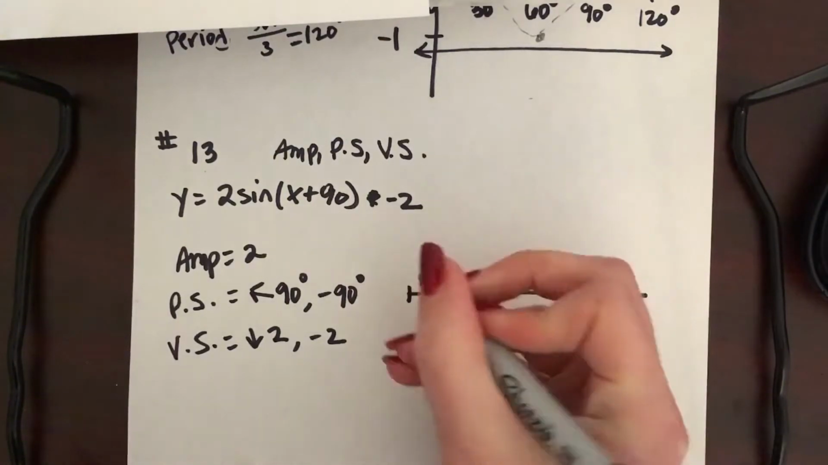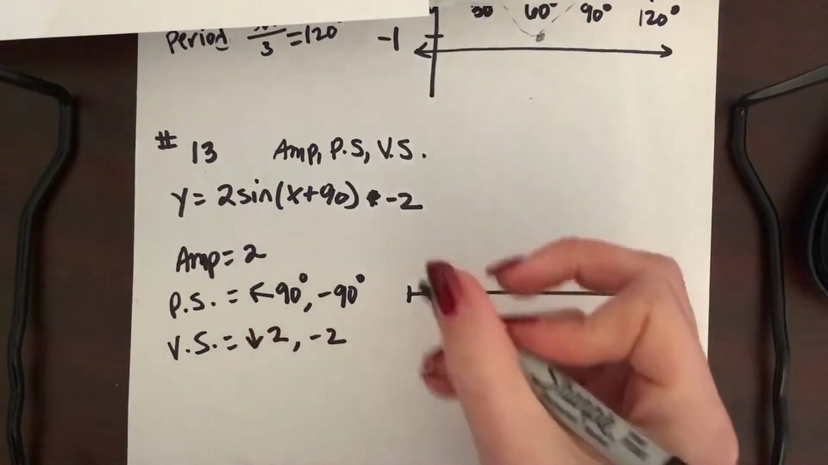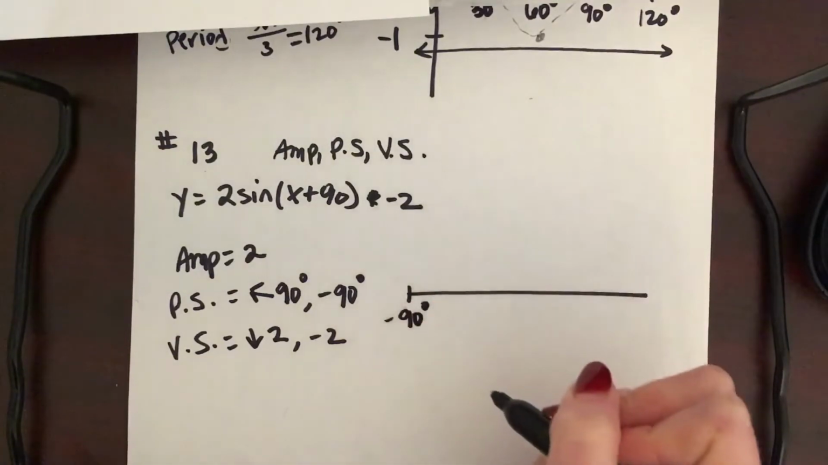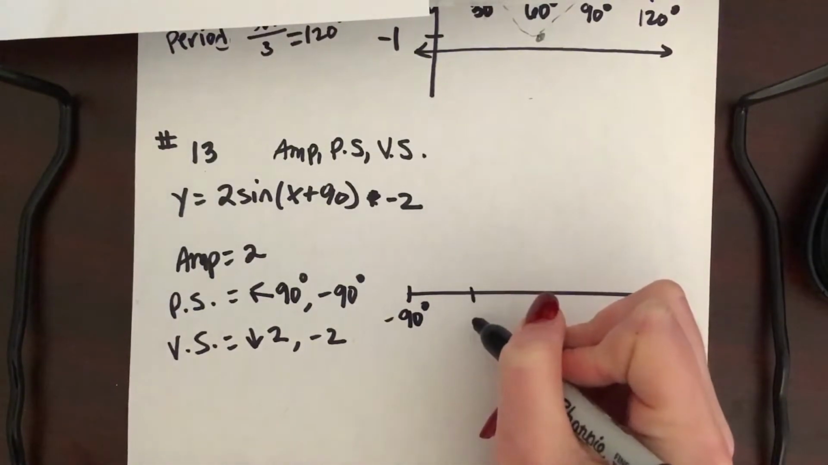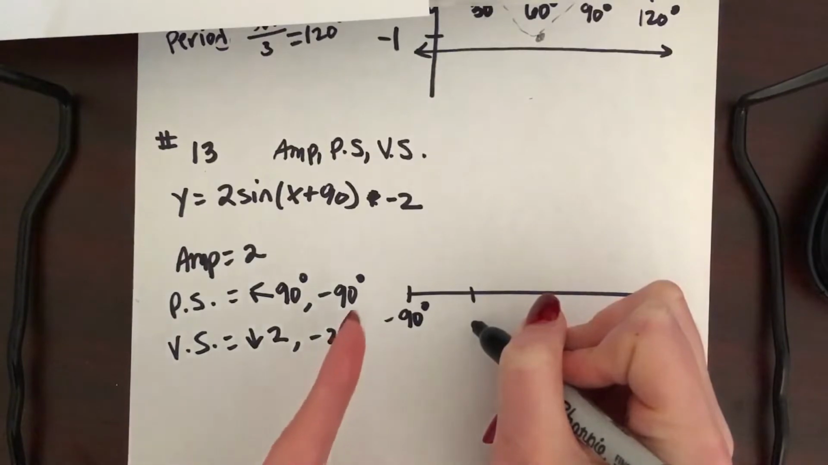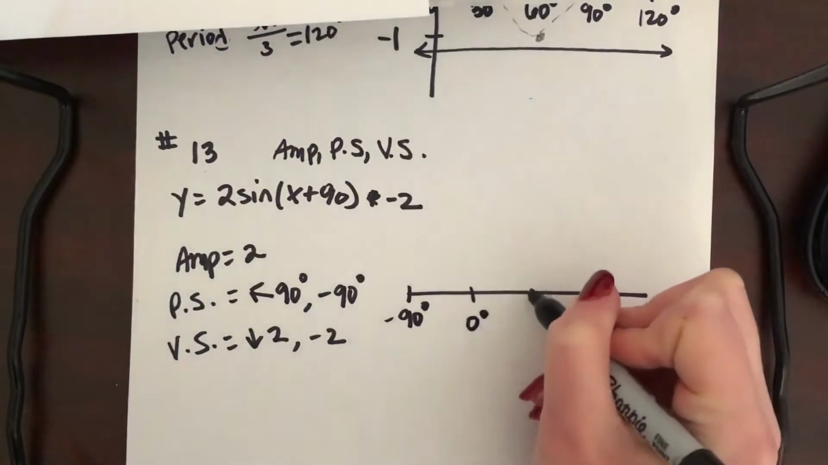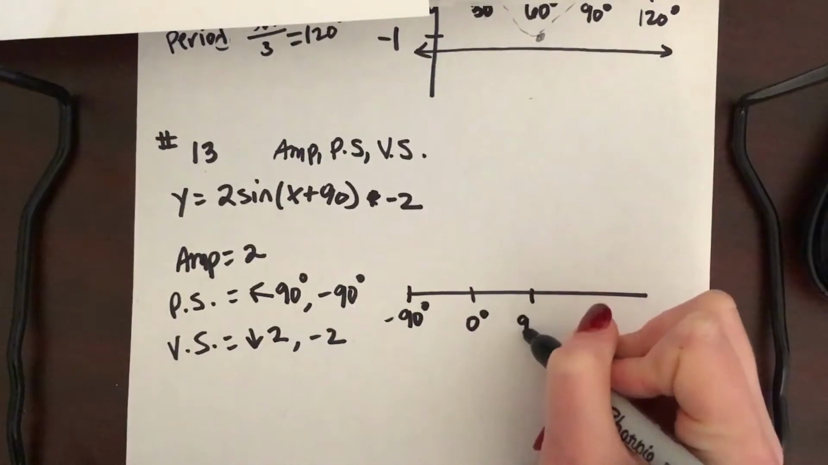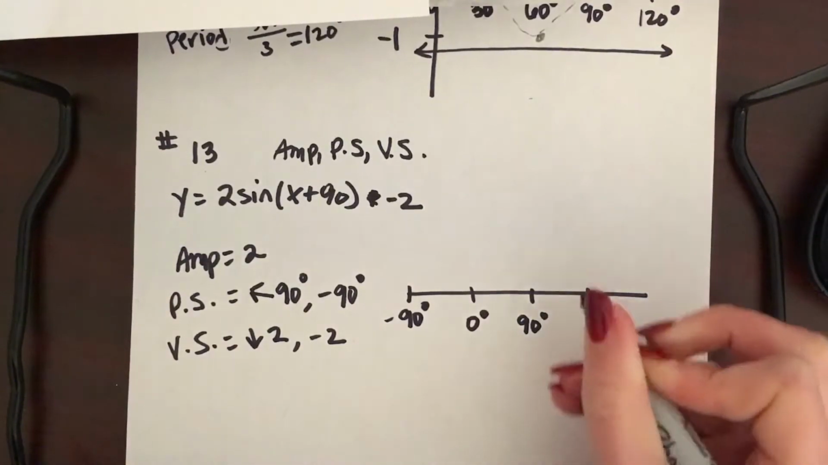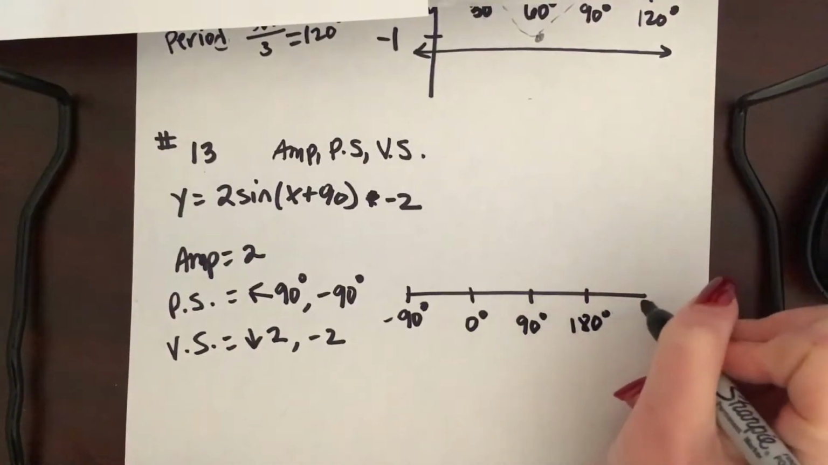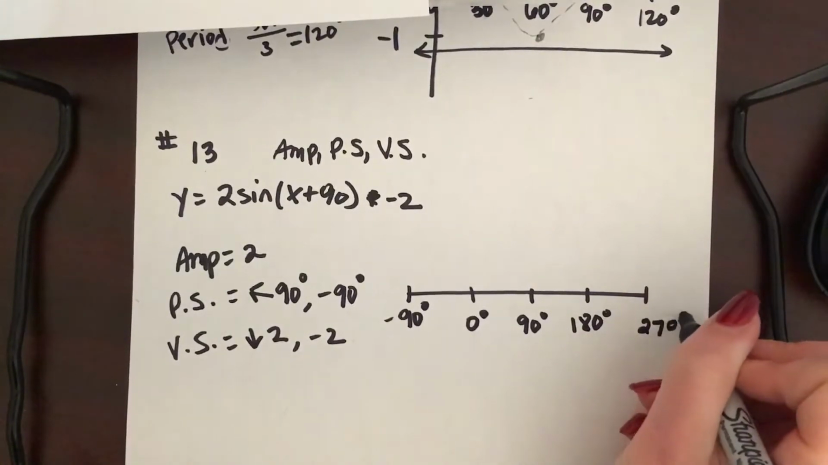Right? So instead of starting at 0, we're going to start 90 degrees to the left, which is actually negative 90. Right? Our next interval is typically 90 degrees. If I take away 90 from that, well, now I'm at 0. 180 minus 90 is 90. 270 minus 90 is 180. And then 270 is our end.